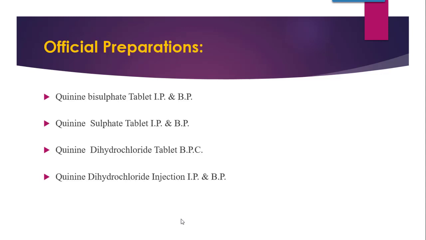Now we are going to see the official preparations of quinine. As we saw in the properties, it is official in the pharmacopoeia as the sulphate form, bisulphate salt and dihydrochloride salt. These are different salt forms of quinine. So: quinine bisulphate tablets IP and BP, and quinine sulphate tablets IP and BP. Then quinine dihydrochloride tablet BPC, and quinine dihydrochloride injection IP and BP.